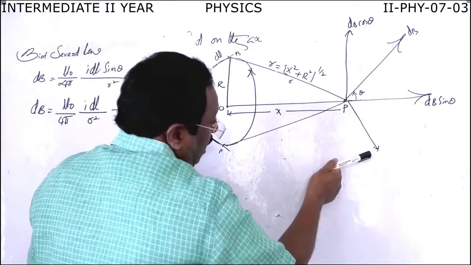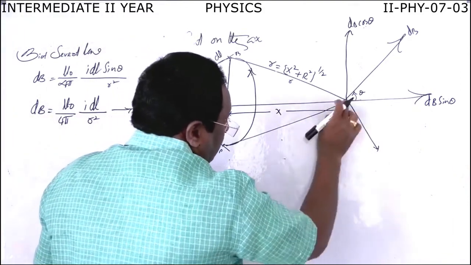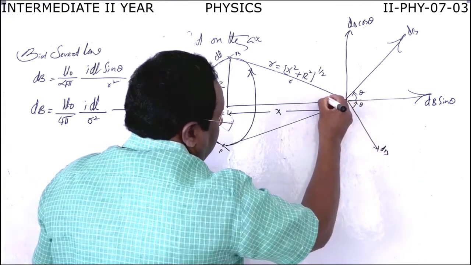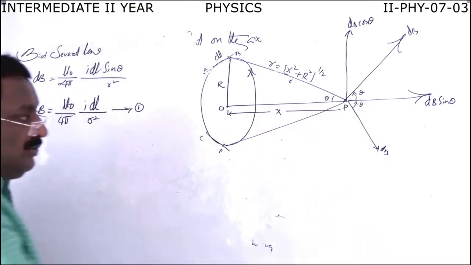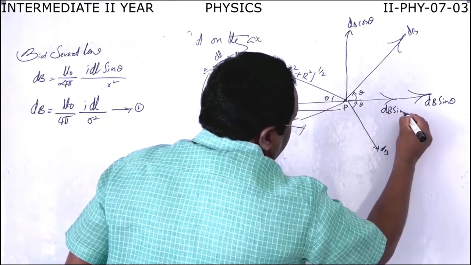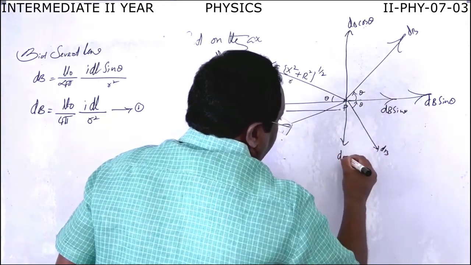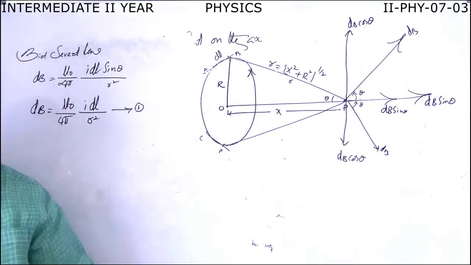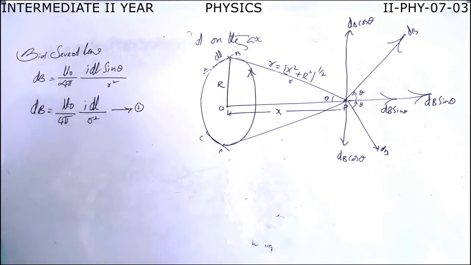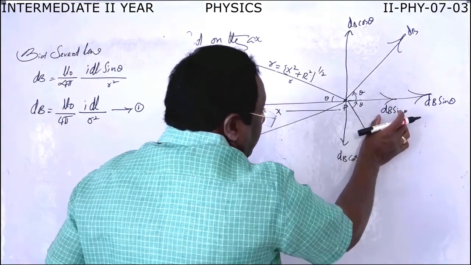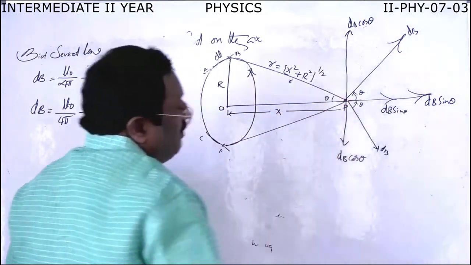Here the direction of the magnetic field is exactly perpendicular to the position vector, but it is also making some angle with the horizontal. Now it is also resolved into two components: horizontal component dB sin theta, vertical component dB cos theta. Those two vertical components are equal in magnitude and opposite in direction, hence they cancel each other. Only the horizontal component of the magnetic field produces a resultant magnetic field.